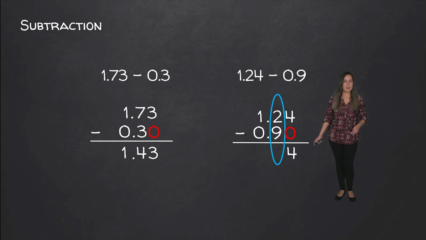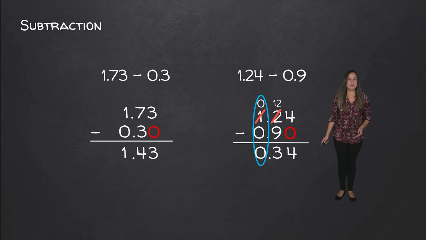2 minus 9, we can't do that, so we have to borrow from the 1. And then when we borrow from the 1, it becomes a 0, and the 2 becomes a 12. So now we have 12 minus 9, which we can do, and that is equal to 3. And then we're going to move on, and 0 minus 0 is just 0. So 1 and 24 hundredths minus 9 tenths is equivalent to 34 hundredths. So let's do 2 more examples.